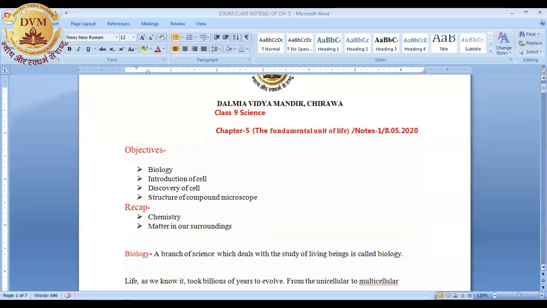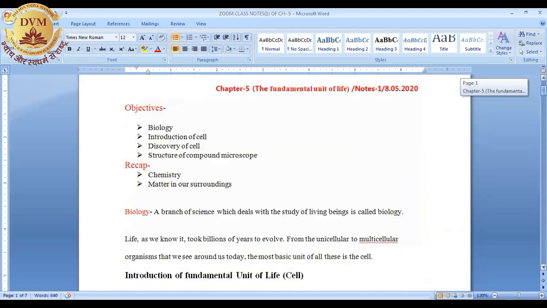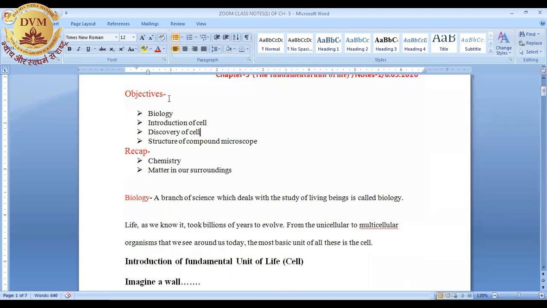Today we are going to start chapter 5, the fundamental unit of life. Our objectives today, meaning what we will learn today, are: what is biology, introduction of cell, discovery of cell, and structure of compound microscope, which is given in your syllabus, right?